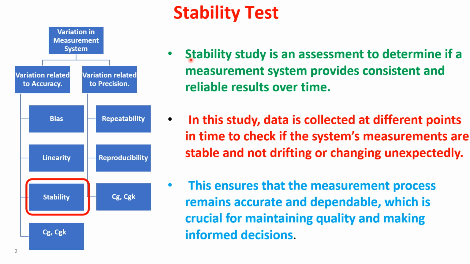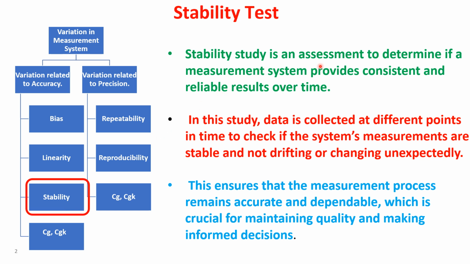First of all, what is variation in the measurement system? There are two kinds of variation. One is related to accuracy. Second is related to precision. Repeatability and reproducibility can be studied for the precision related variation, and bias, linearity, stability, CG/CGK can be studied for the accuracy related variation. So in this video we are going to see stability.